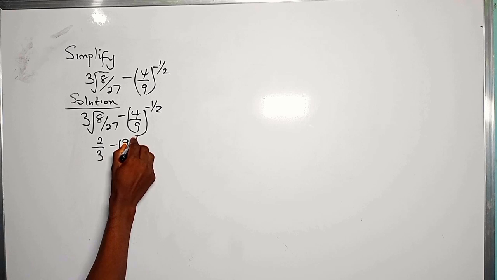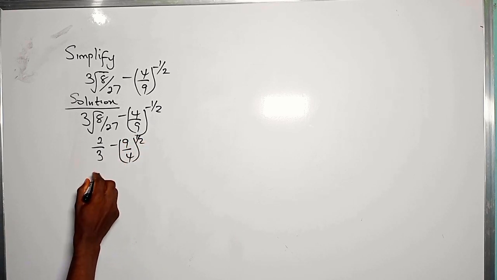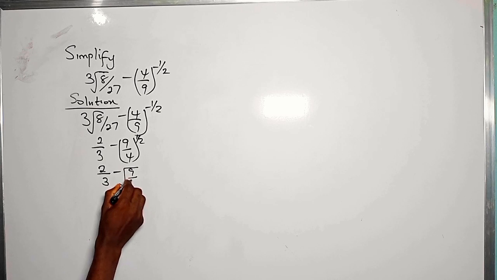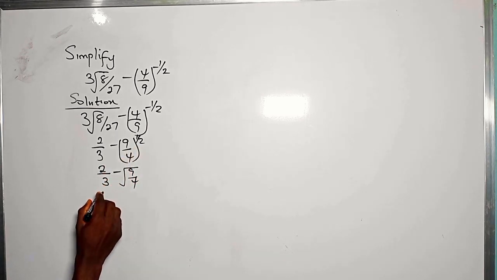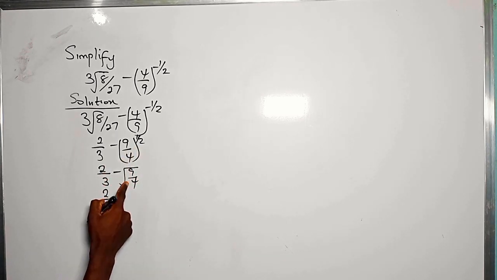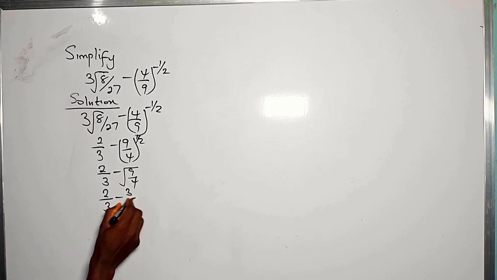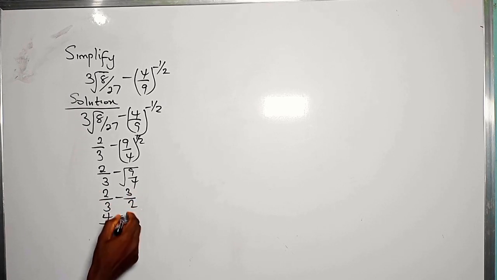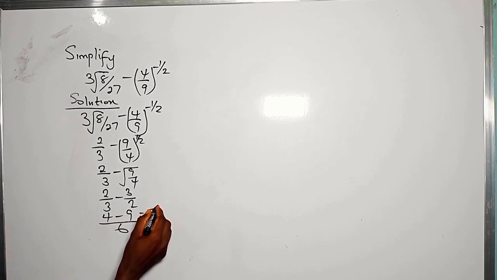Everything is to the power half. So we can write this as 2 over 3 minus the square root of 9 over 4. Because of this, we have 2 over 3 minus, for the square root of 9 is 3, for the square root of 4 is 2. So by the time we simplify this further, the LCM is 6. 3 in 6 is 2, when you multiply with this, we have 4. 2 in 6 is 3, and you multiply with this, we have 9. So for 4 minus 9, we have this to be minus 5 over 6.